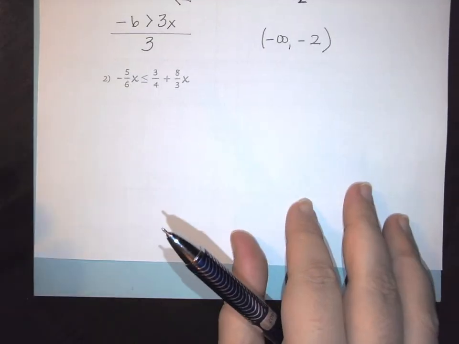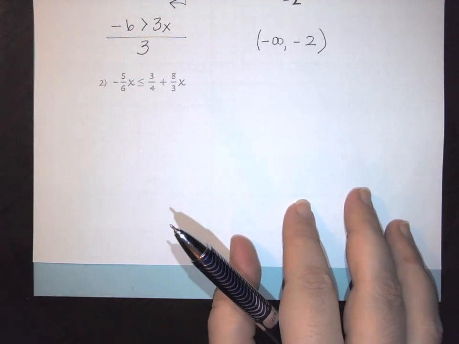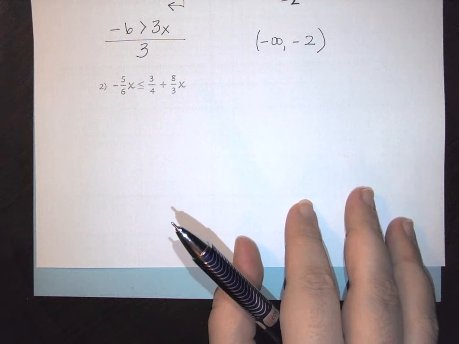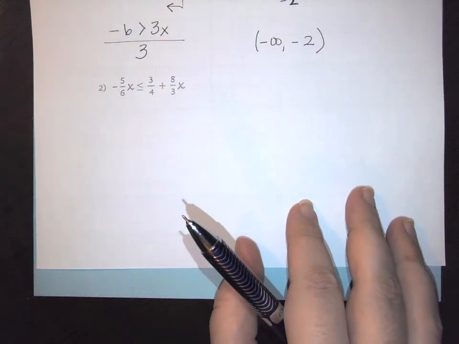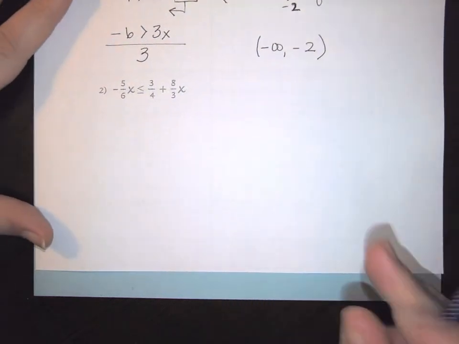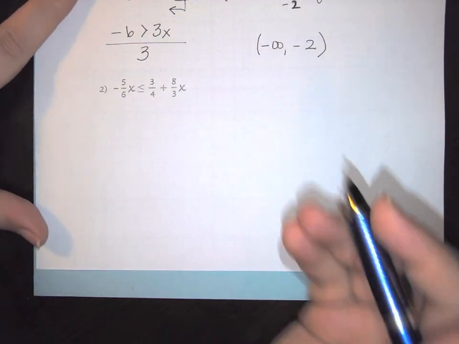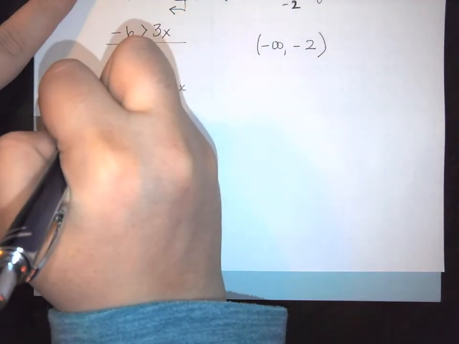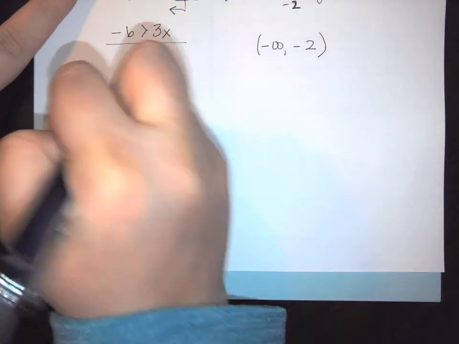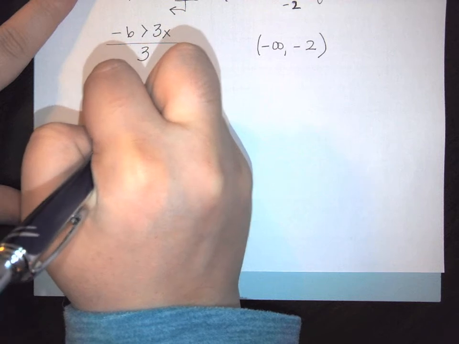Alright, let's do it one more time. So here, what's different about this one is we have fractions. So the first thing that we need to do with fractions is we need to identify your LCD. I have a 6, a 4, and a 3. So in this case, my least common denominator is going to be 12.